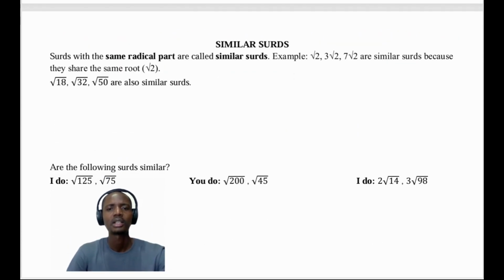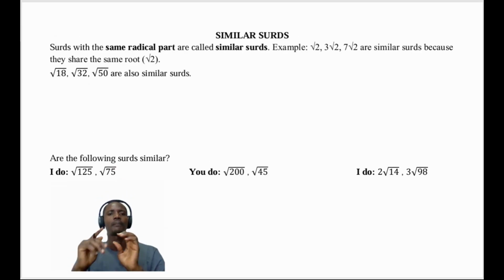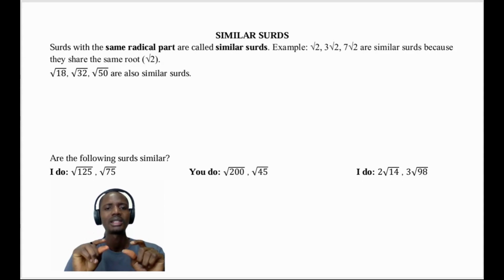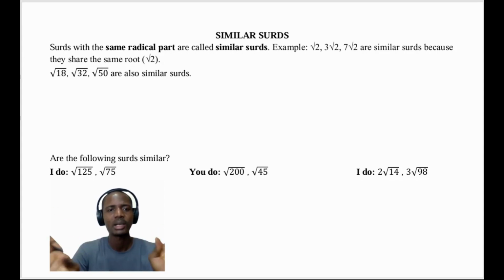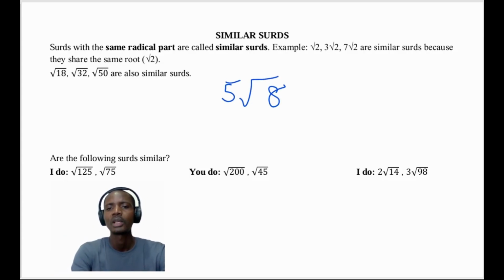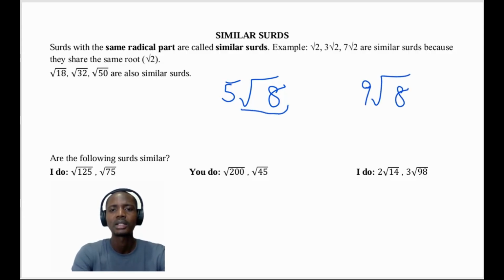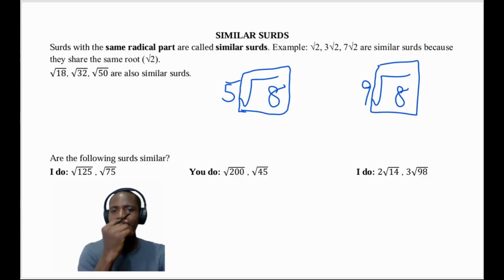Let's talk about similar surds. When we have surds with the same radical parts, they are called similar surds. Now, in the simplest way possible, if I have 5 root 8 and I have 9 root 8, the radical part, this is what I mean by the radical part, I have root 8 and root 8. So we can say that these two surds, that is 5 root 8 and 9 root 8, are similar, right?